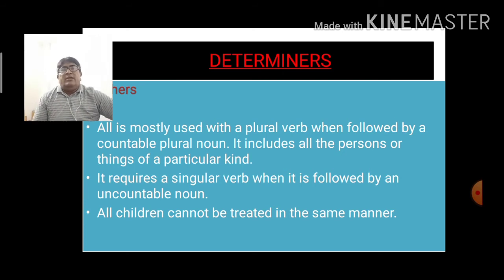For example, all is mostly used with a plural verb when followed by a countable plural noun, right? So the noun should be plural and countable. It includes all the persons or things of a particular kind. It requires a singular verb when it is followed by an uncountable noun. All children cannot be treated in the same manner. All children is a plural noun, that's why we have to use all with a plural verb.